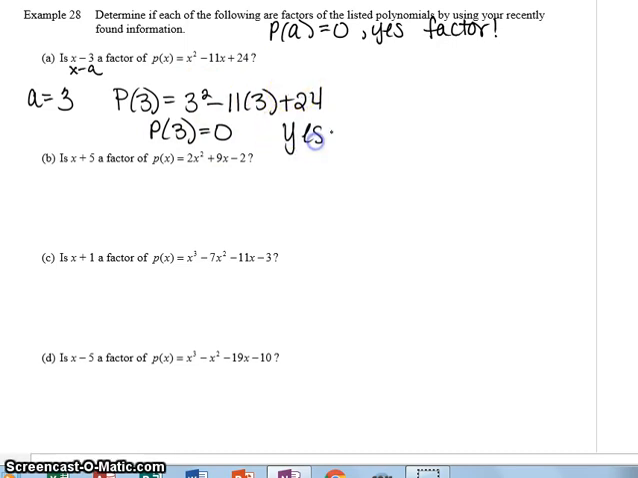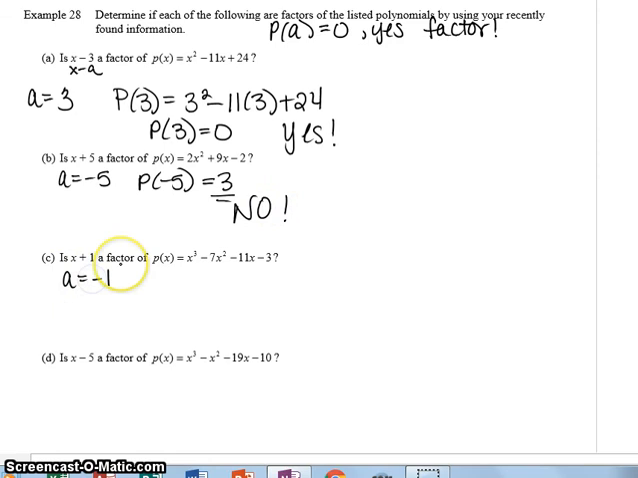So yes, x minus 3 is a factor. Okay, this one. A is -5. So P of -5. Just use your store key. So I do 2 times -5 squared plus 9 times -5 minus 2. I get a 3. So the answer is no. Why? You want 0.